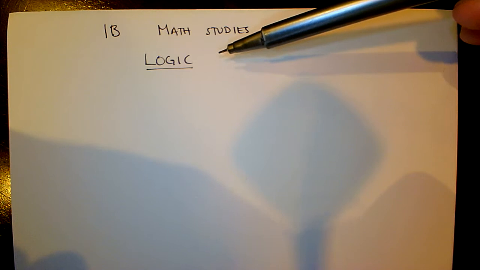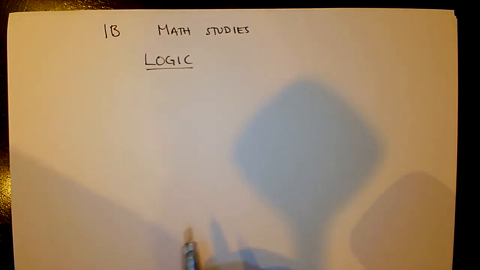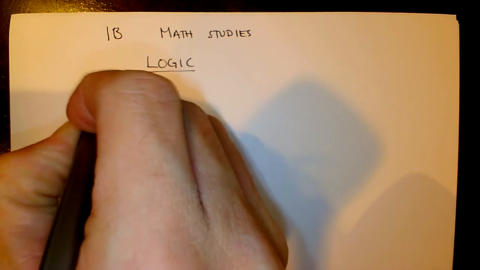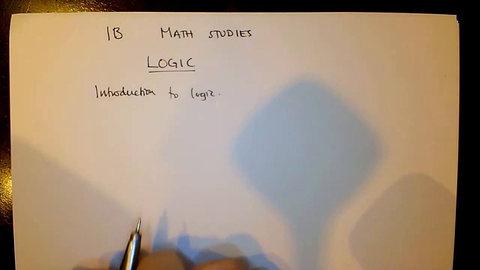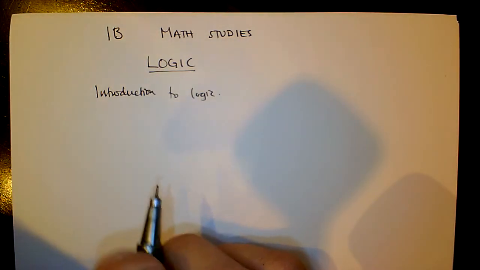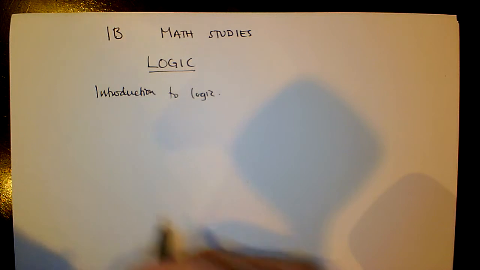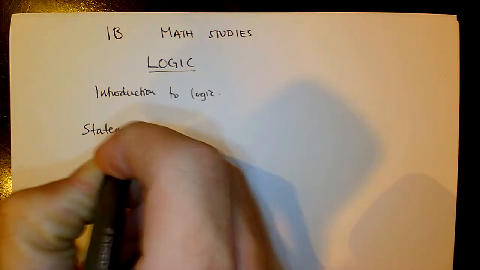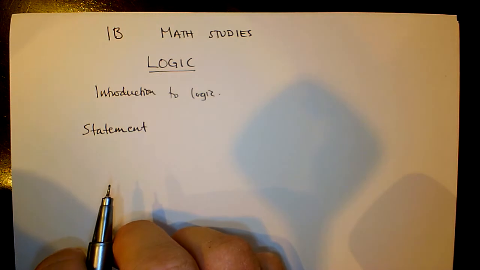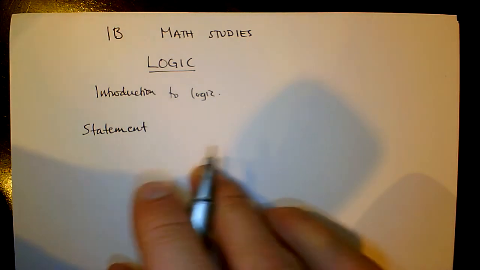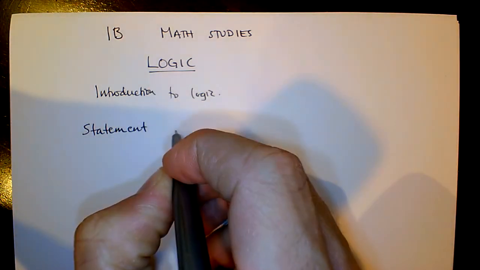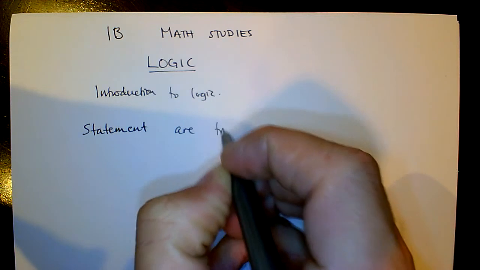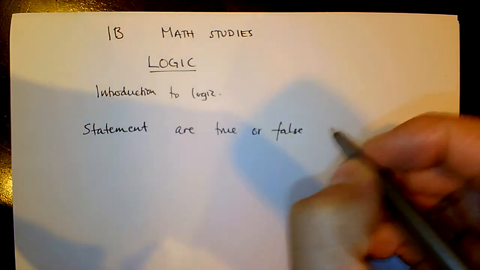So these are videos on the topic logic in IB Math Studies, and this is the first video where we're doing an introduction to logic. And when we're looking at logic, we're looking at different types of statements. So a statement is a sentence or a phrase that has a truth value of either true or false. So statements are true or false sentences.